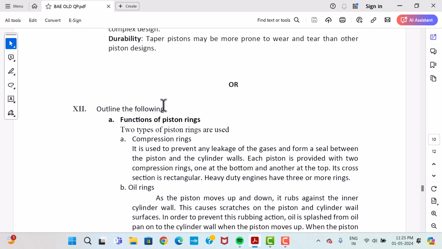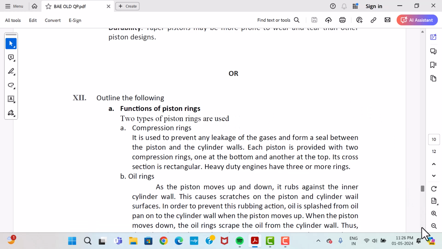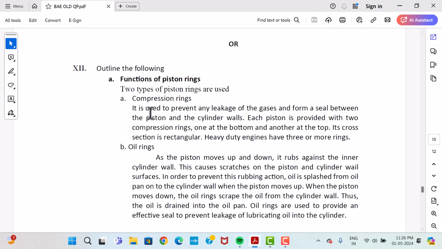The 12th question: outline the following. So you have to give some notes on the following. First is about the functions of piston rings. What are the functions of piston rings? There are two types of piston rings. One is called the combustion ring, the other is called the oil ring. So what are the functions of the combustion ring and what are the functions of the oil ring?